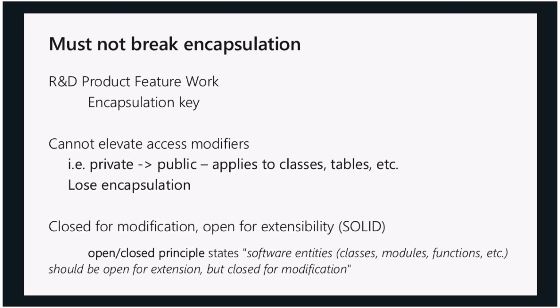So in general, we cannot elevate access modifiers, such as bumping things from private to public, otherwise we would lose that encapsulation. And again, in general, we believe in this principle that our classes, our objects, our system should be closed for modification, but it should be open for extensibility as per good object-oriented design practices.